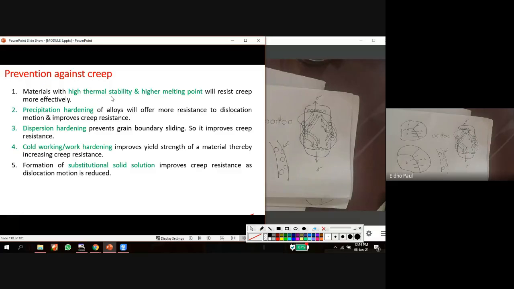Another method is precipitation hardening. We already discussed what precipitation hardening is. Different types of impurities are added to the material, and creep deformation is prevented by this precipitation hardening. Again, dispersion hardening also: when we add an impurity material, that may disperse in the matrix of the parent material, which also improves the creep resistance. Cold working and hot working increase strain hardening, and strain hardening also improves the creep resistance. And substitutional solid solution alloying also increases the creep resistance of the material.